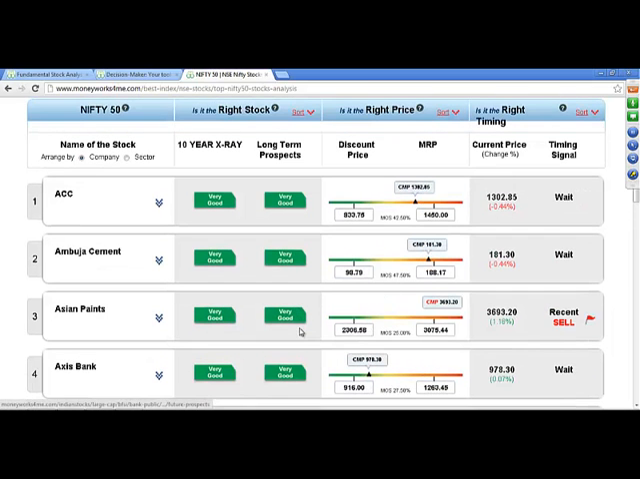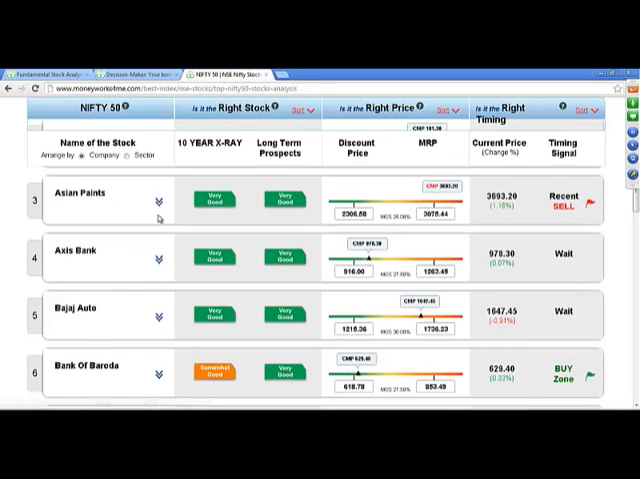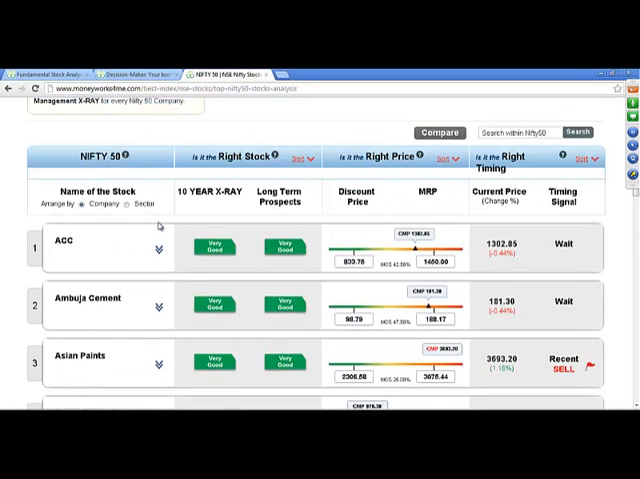Again, we have tried to keep the format the same, so it's very easy to understand. You have to find out whether it is the right stock, whether it is available at the right price, and whether it is the right time to buy the stock. I won't go into the details and explain the format, because I've already done that in the decision maker. So as you can see, it is a list of all the Nifty 50 companies, and I can shortlist companies within these 50 companies as well.